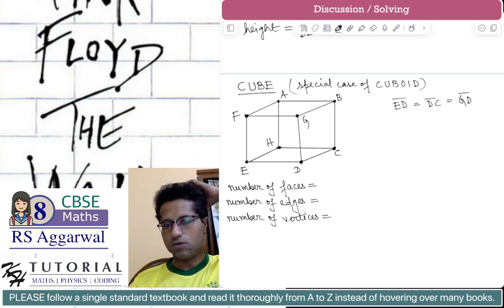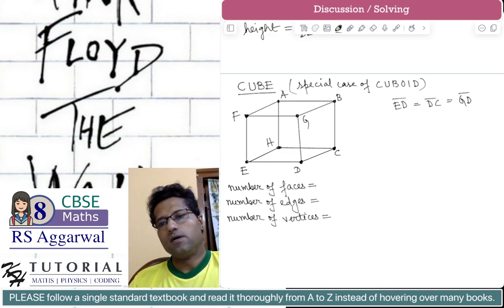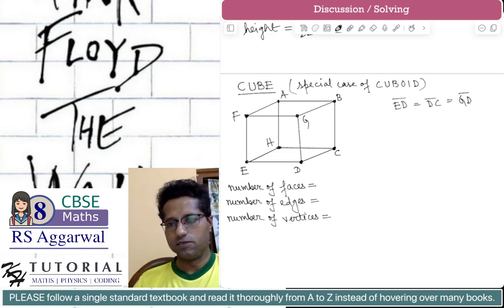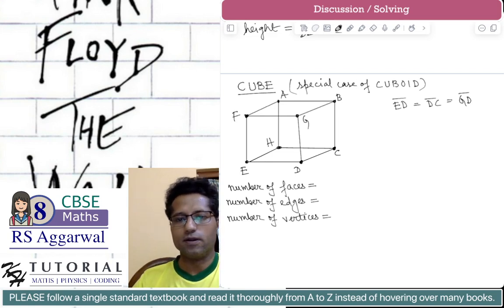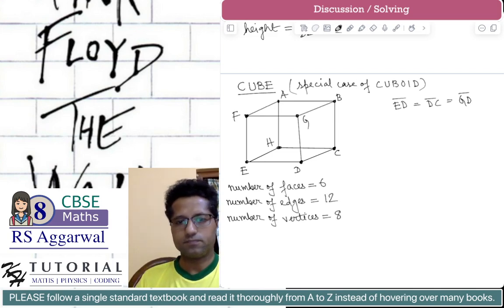Now since a cube is a special case of a cuboid, we will definitely have the number of faces, the number of edges, and the number of vertices exactly the same as a cuboid. So for a cube, the number of faces will be 6. As in the case of a cuboid, the number of edges will be 12 and the number of vertices will be 8.